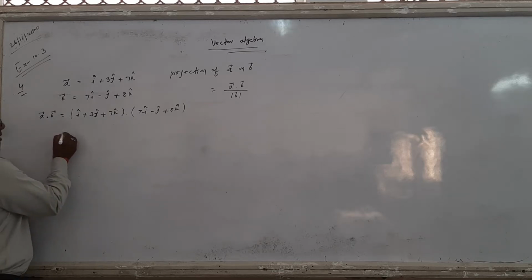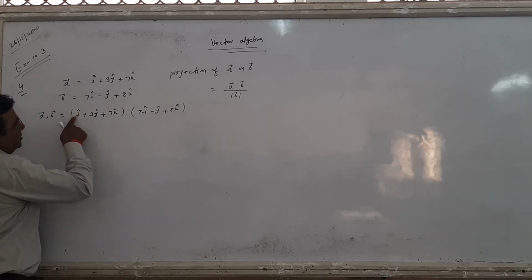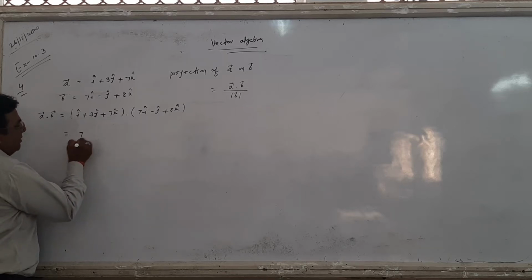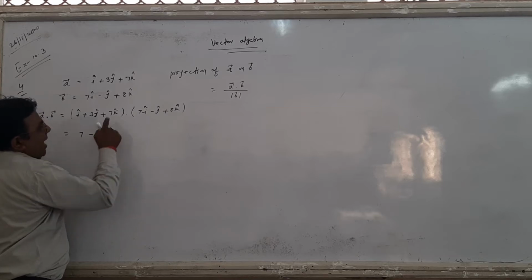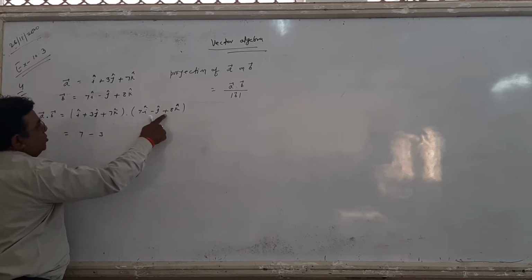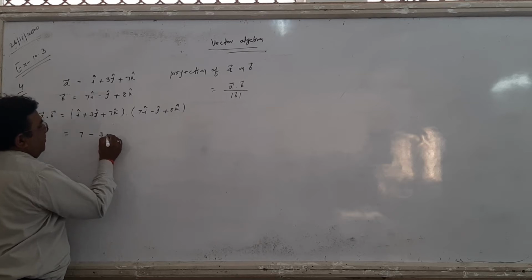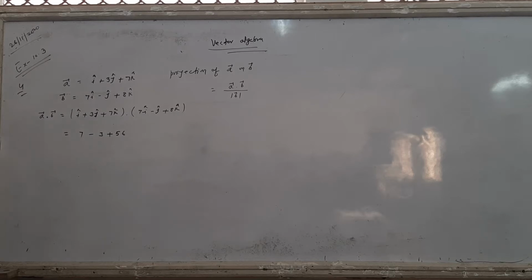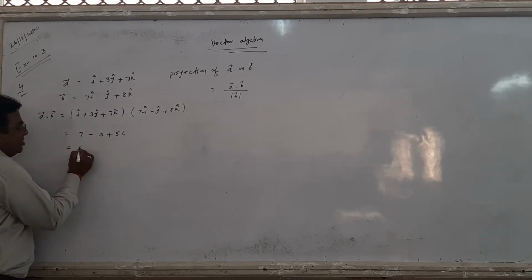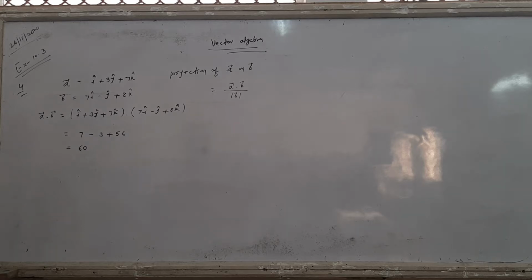So now look here, what is A dot B? i dot i is 1, this coefficient is 1, this coefficient is 7, then 1 into 7 is 7. j dot j is 1, then 3 into minus 1 is minus 3. And k dot k is 1, then 7 into 8, that is 56. So 7 minus 3 is 4, and 56 plus 4 is 60. So 60 is the value of A dot B, right?